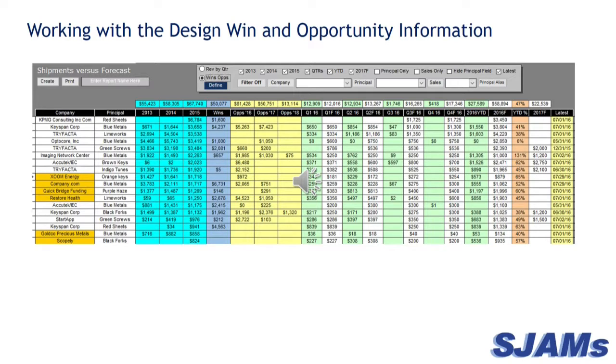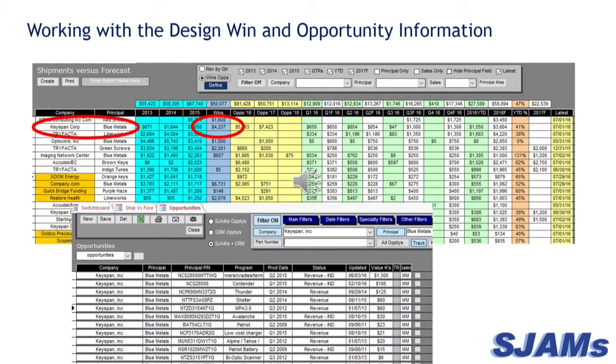How else can we use the data in this slide? Well, let's discuss Keyspan and the $4 million or so it has in design wins for blue metals. If you double-click right in the data field, it will open the opportunity form to let you review the design wins with filters set for Keyspan and blue metals. The same will be true for the opportunity fields. If you click on either the design win fields or opportunity fields, and there is a value in the field, it will automatically open the opportunity form to review the design wins or the design opportunities.